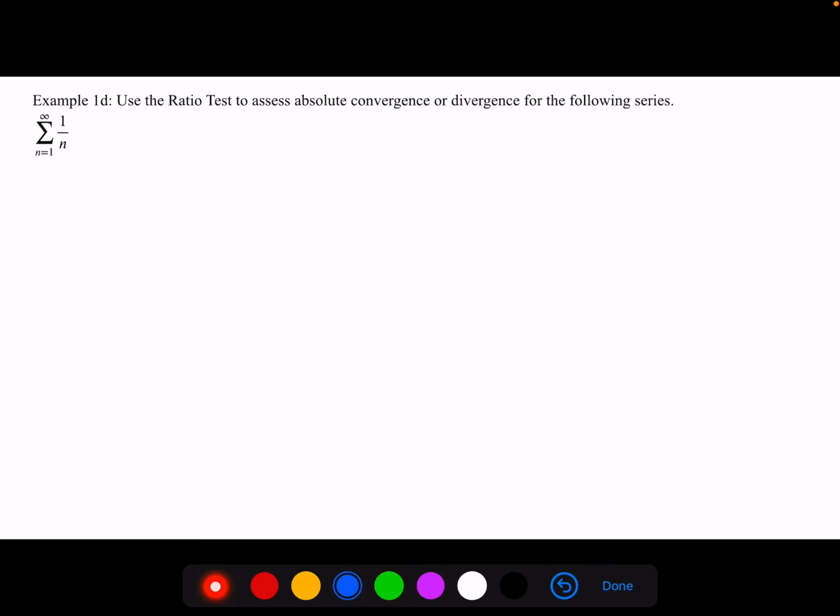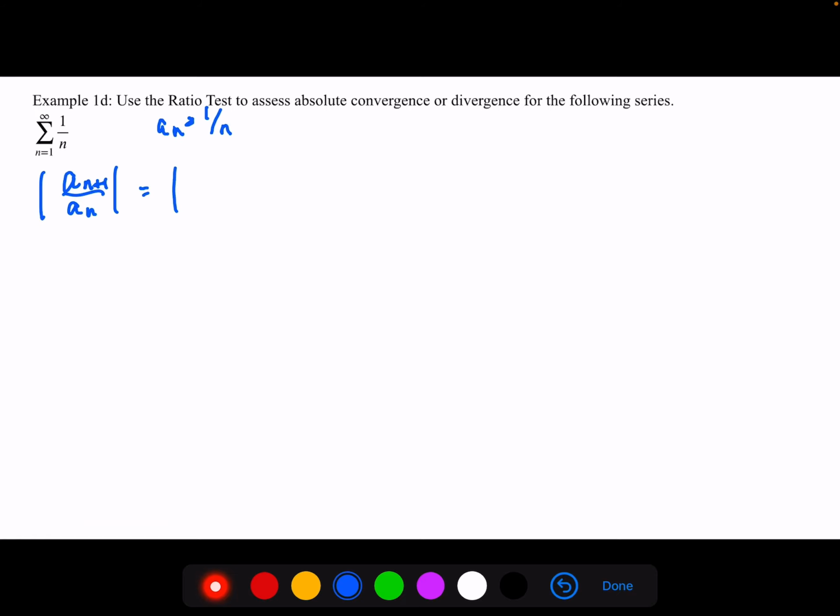In our last example for the ratio test, we're asked to use the ratio test to assess the absolute convergence or divergence for the series, the sum from n equals 1 to infinity of 1 over n. So we begin by looking at the absolute value of a sub n plus 1 over a sub n, where a sub n equals 1 over n.